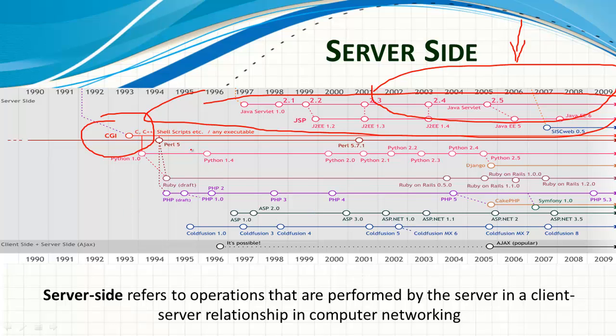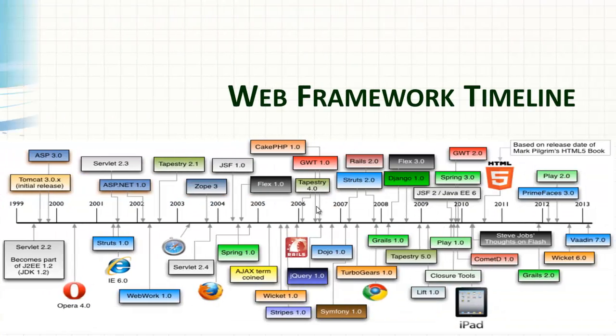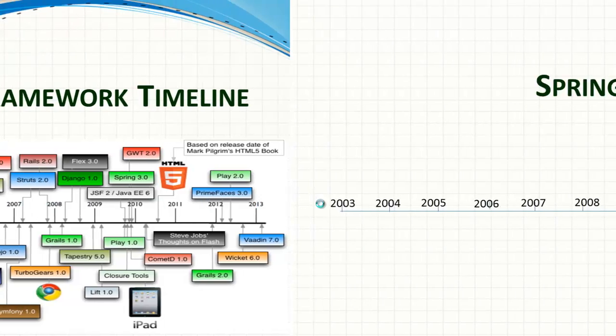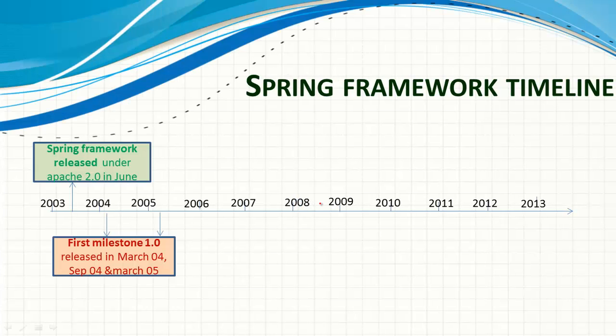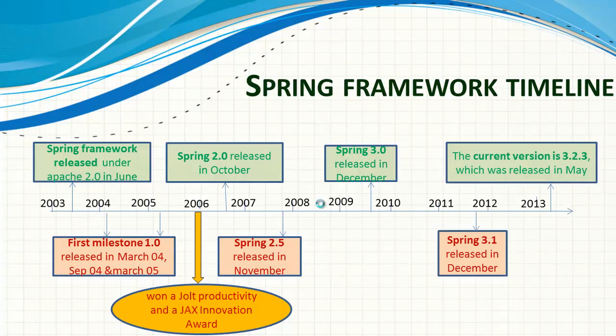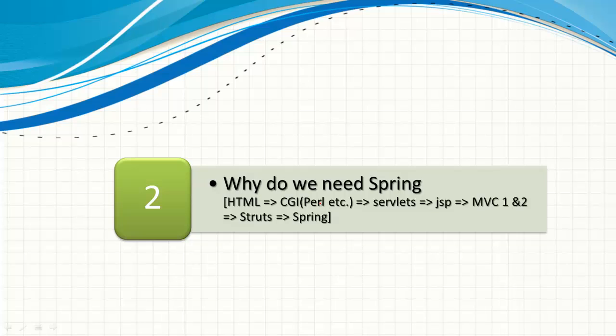And then we also saw the other parallel technologies that kept evolving along with the Java world, like Perl, Python, Ruby, PHP, ASP, all server-side stuff. And then another combination was the client-side with server-side, which was called Ajax. So we saw these, and then we saw the web framework timeline, the different frameworks that came into the picture, and the timeline associated with it. And then we saw the Spring framework timeline itself, when it was first released, and the different versions associated with these releases. So this concluded the timeline section.